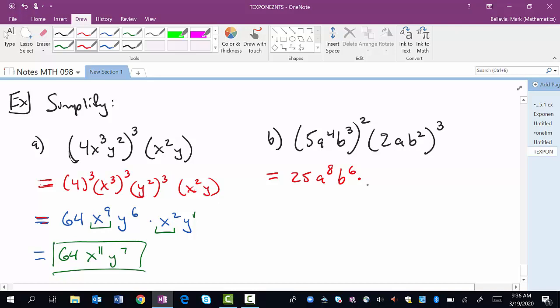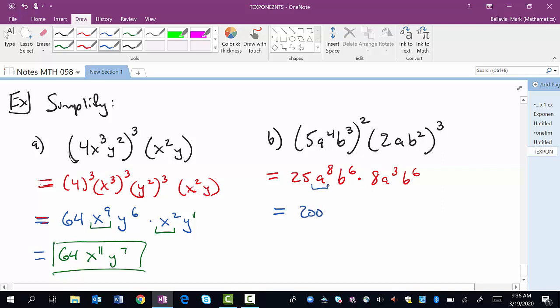Again, 2 to the 3rd makes this 8. A to the 3rd, well, it's just a to the 3rd. B squared to the 3rd, power to power you multiply. 2 times 3 makes this b to the 6th. Once you have this, you want to multiply same bases with same bases and coefficients with coefficients. So 25 times 8, that comes out to 200.